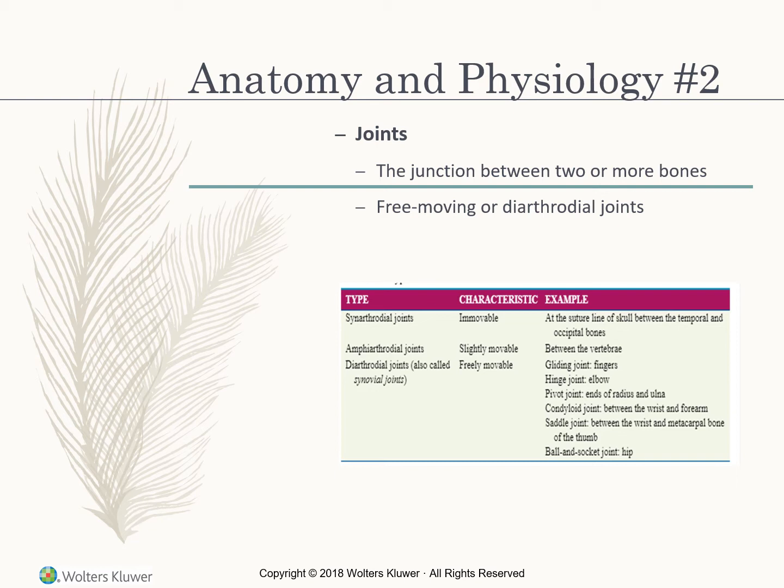As you see in this little table here, it says synovial joints, and then the various joints are listed. You'll see that one type is immovable. An example is the suture line of the skull between the temporal and occipital bone. And then you have the diarthrodial joints, which are also called synovial joints. They move freely. You have gliding joints like the fingers, hinge joints like the elbow, the pivot joint at the end of the radius and the ulna, the saddle joint between the wrist and the metacarpal bone of the thumb, and the ball and socket like the hip joint. So there are different examples of the joints.